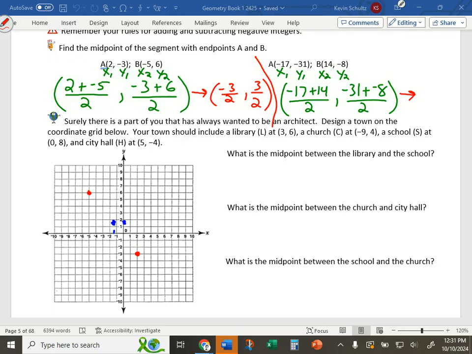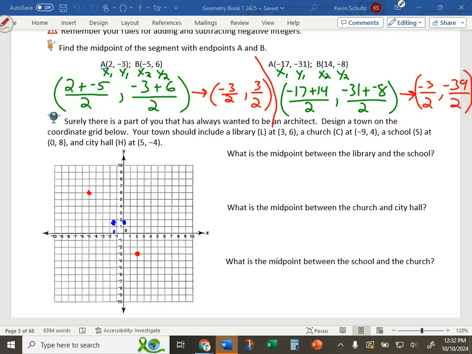Well, that's nifty. Negative 17 plus 14 is negative 3. I promise you the x value won't always be negative 3 halves. But then negative 31 plus negative 8 is negative 39, and so we have negative 39 over 2 for our other ordered pair. Now you plot that.